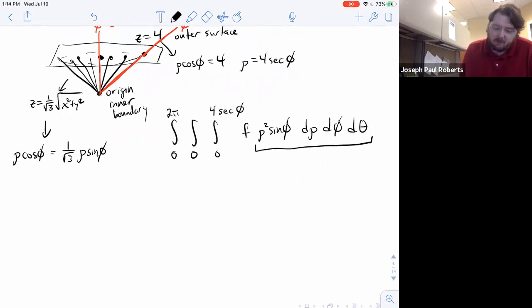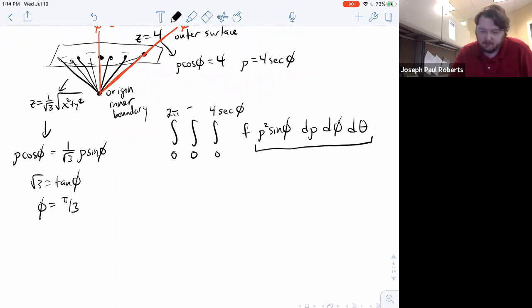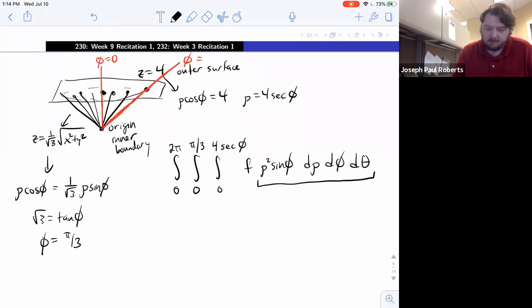So now you play around with this. You can manipulate this to root 3 is tan phi. So that's a special angle. It's pi over 3. Like I mentioned before, this cone is a little bit wider than the z equals root x squared plus y squared cone, so we get a bigger angle here. So anyway, that's that. And so, yeah, secant is not fun to have to deal with when you're anti-differentiating.